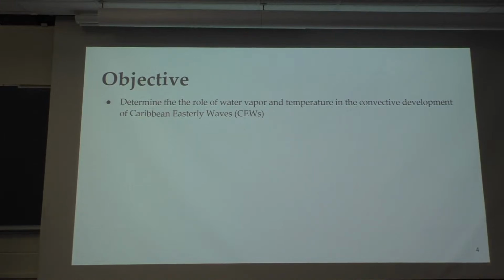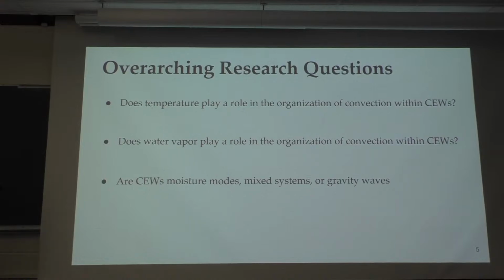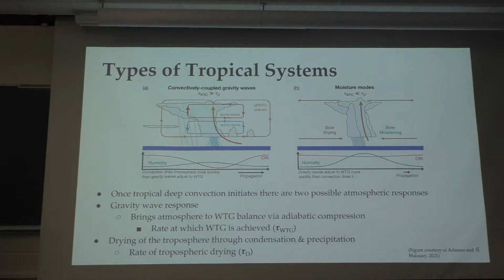Objective. The objective of this project was to determine the role of water vapor and temperature in the convective development of Caribbean easterly waves. Our overarching research questions. Number 1, does temperature play a role in the organization of convection within easterly waves? Number 2, does water vapor play a role in the organization of convection within easterly waves? And finally, are Caribbean easterly waves moisture modes, mixed systems, or gravity waves? Before we can answer that, we have to know what are moisture modes and what are gravity waves.